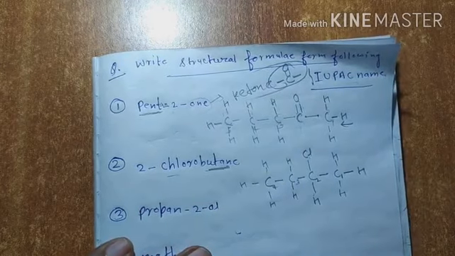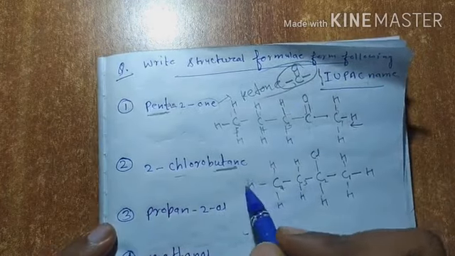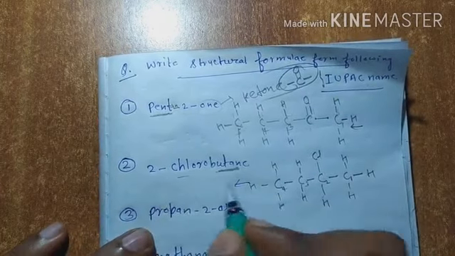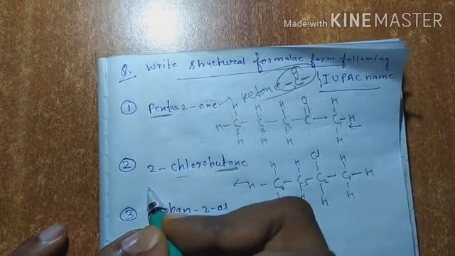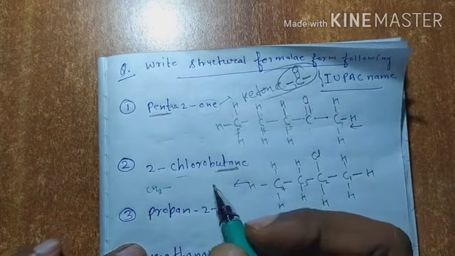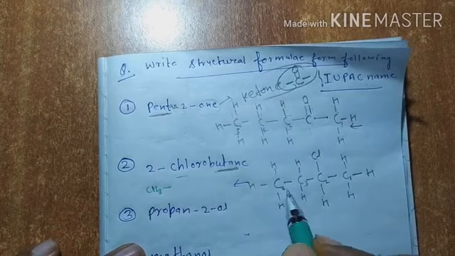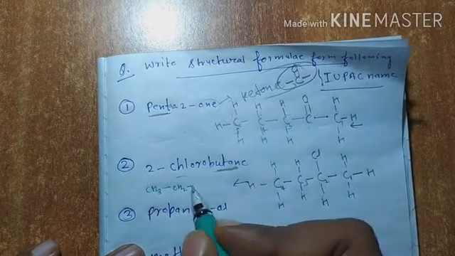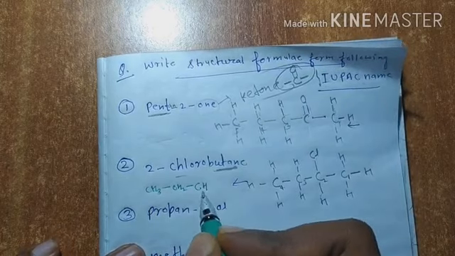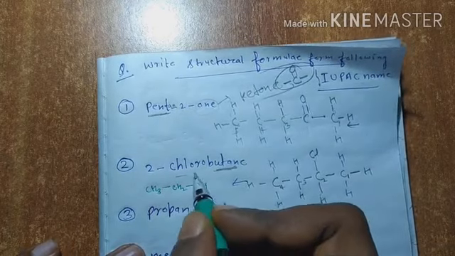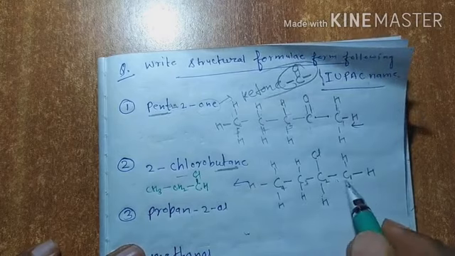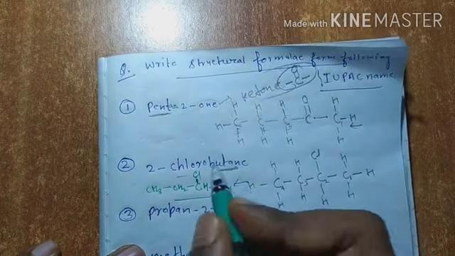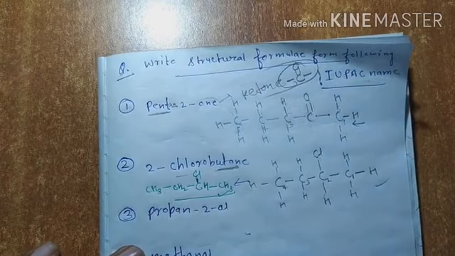Or in condensed form, I am writing here the same thing. We can write CH3, then CH2, then CH, and chlorine we will show here, and again this is CH3. Both are correct. This is also correct. Okay.